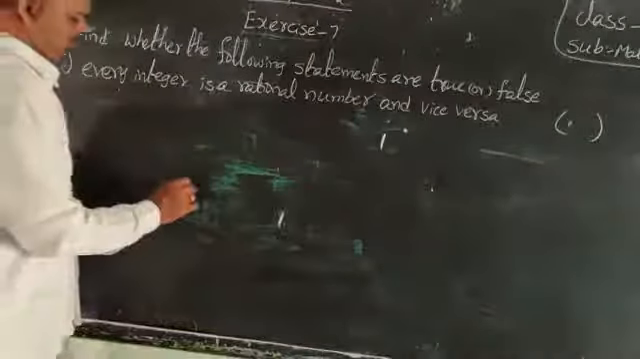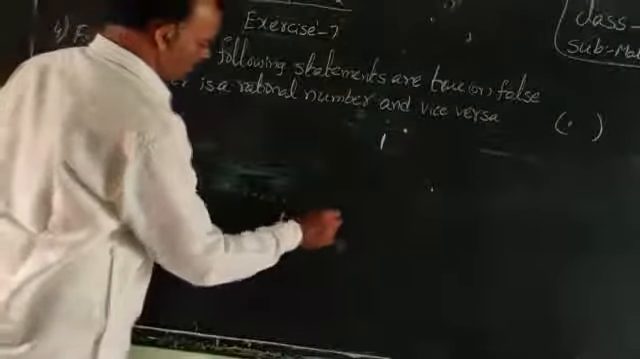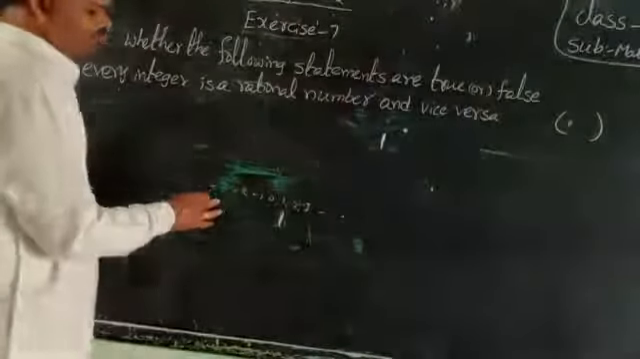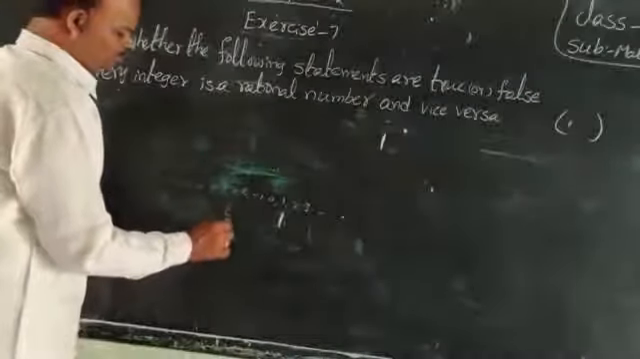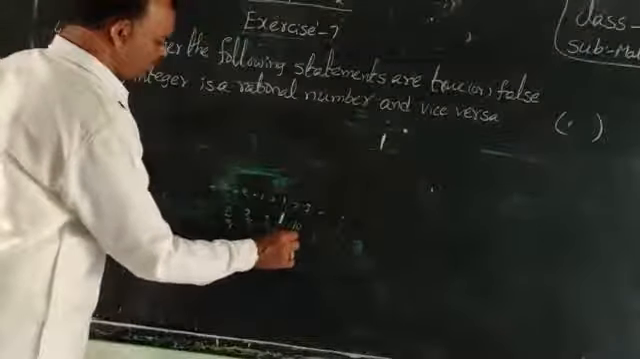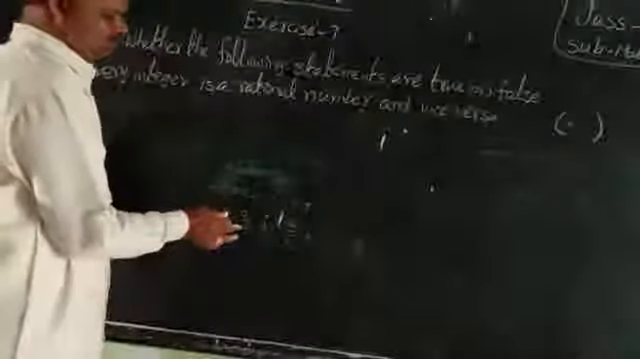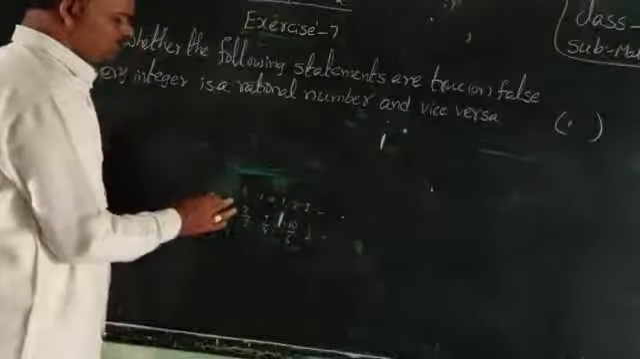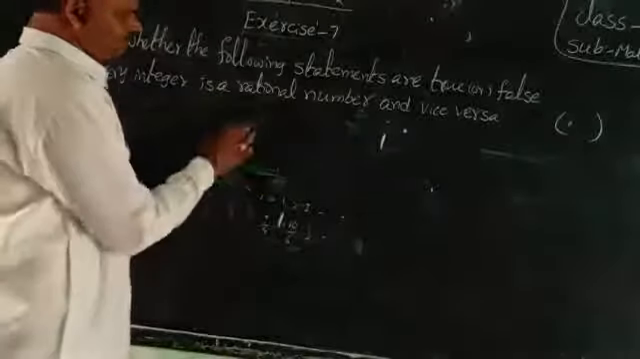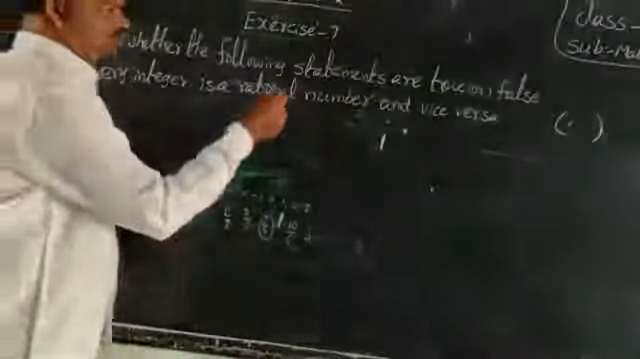Integers are and so on, minus 3, minus 2, minus 1, 0, 1, 2, 3 and so on. These are the integers. The remaining numbers are in the form of p by q. That means 2 by 3, 3 by 4 and 10 by 6 and so on. These are the rational numbers, these are the integers. So every integer is a rational number, but every rational number is not an integer. Here 3 by 4 is not an integer, so it is false.